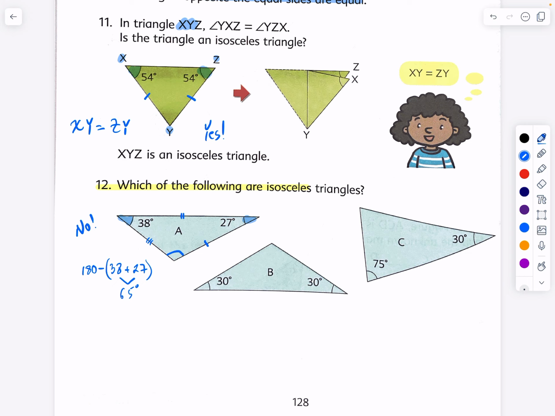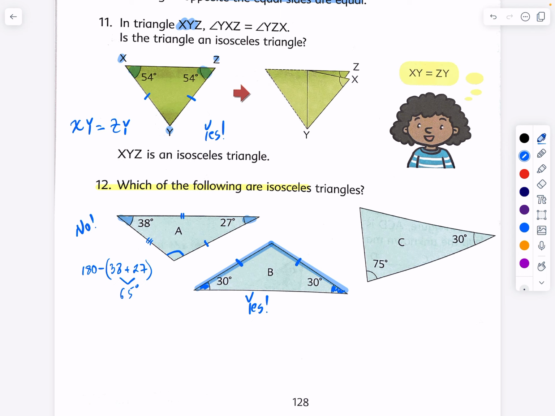Let's take a look at triangle B. Of course, we have an angle of 30 degrees and another angle of 30 degrees, giving us an understanding that these 2 sides must be equal to each other. We label equal sides with an equal number of dashes, single dashes. And yes, triangle B is isosceles. 2 sides are equal. Now we have triangle C.